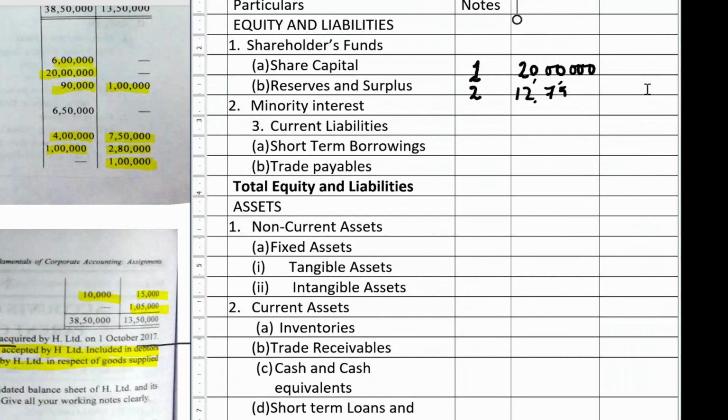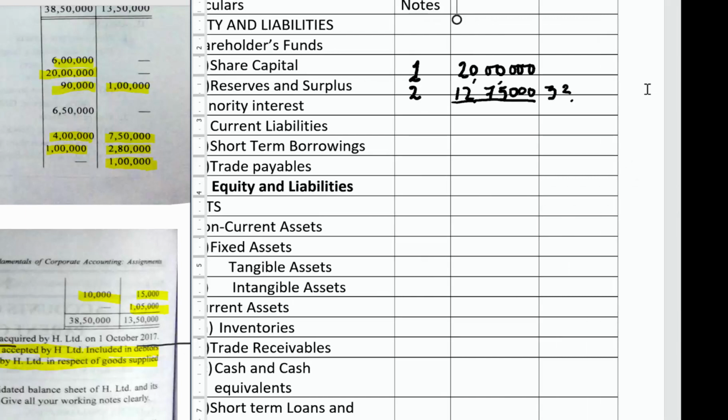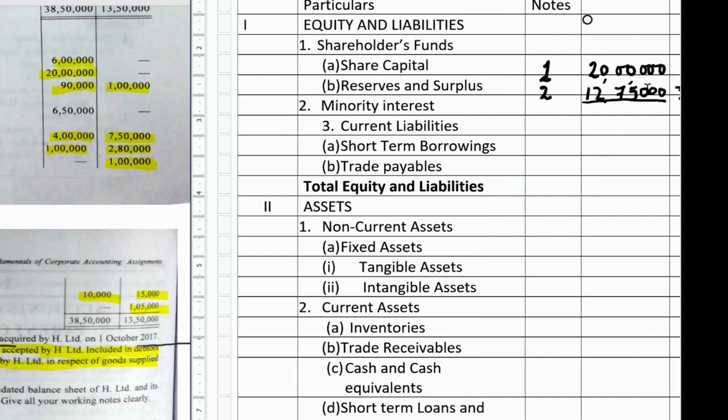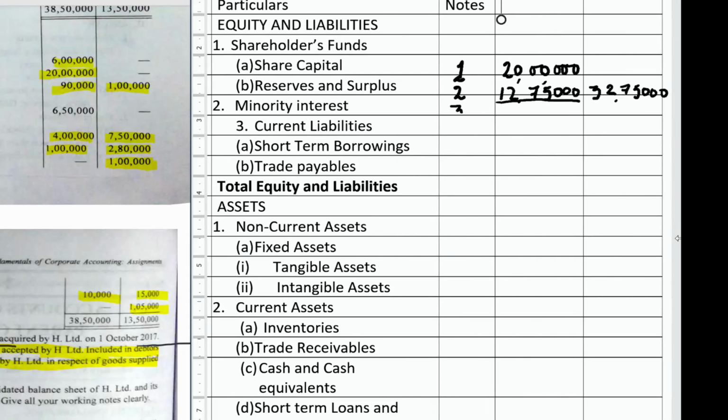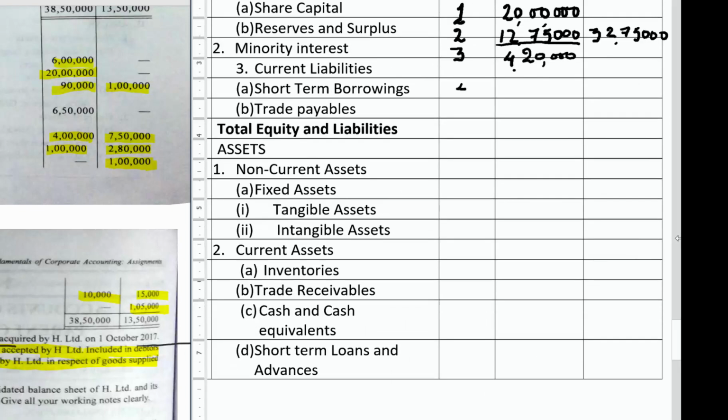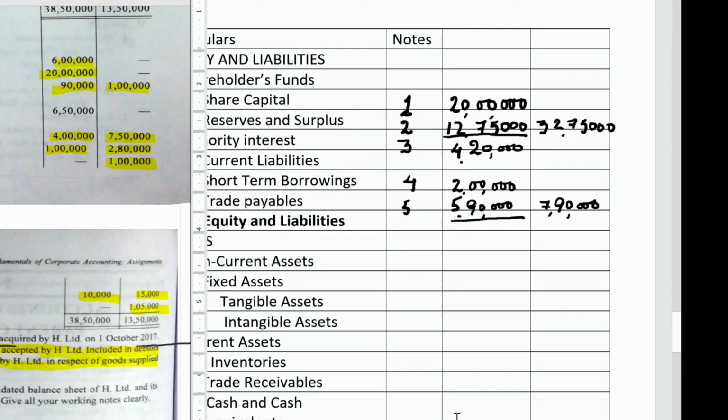Share capital, note to the account number 1, 20 lakhs. Reserves and surplus, note to the account 2, 12,75,000. Minority interest, note number 3, 4,20,000. Short-term borrowings, note number 4, 2 lakhs. Trade payables, note number 5, 5,90,000. The current liabilities total comes as 7,90,000. The total of the liability side comes as 44,85,000.